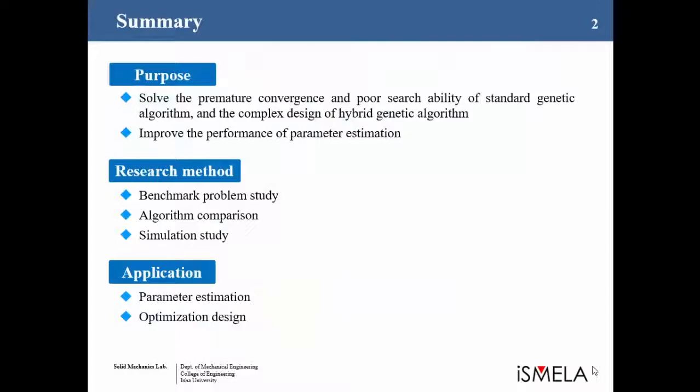And first of all, let me summarize our research. The purpose is we want to solve the problems of standard genetic algorithm and the problems of hybrid genetic algorithms. And by the way, we want to improve the performance of parameter estimations. And the research method I used in the paper is benchmark problem study, algorithm comparison, and simulation study. The potential applications include parameter estimation and optimization design.